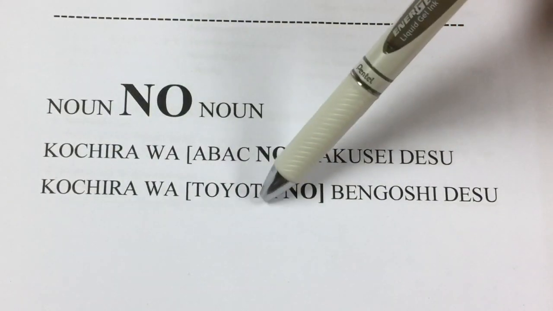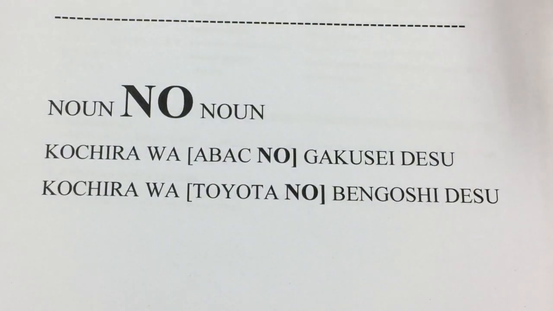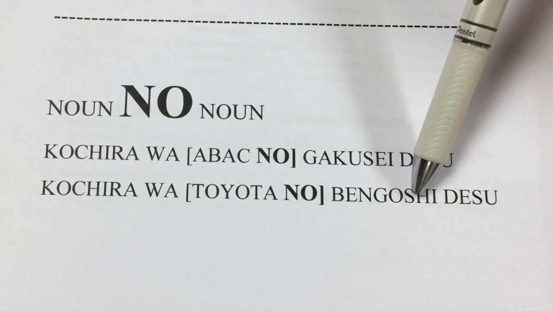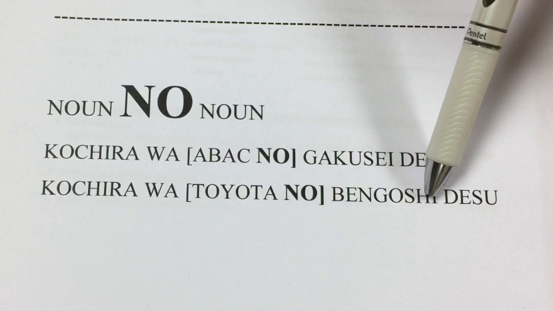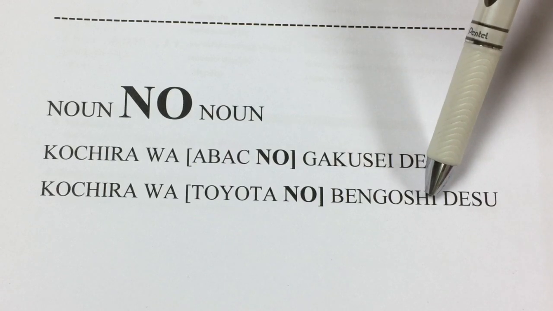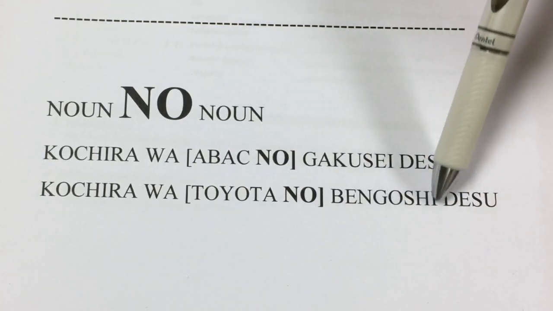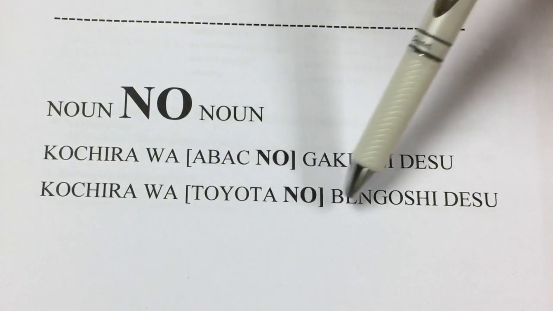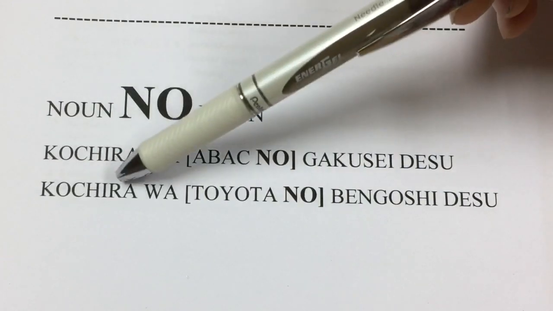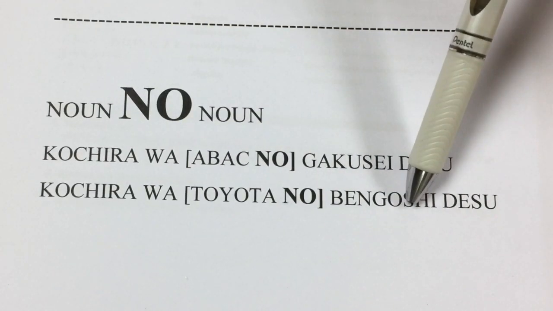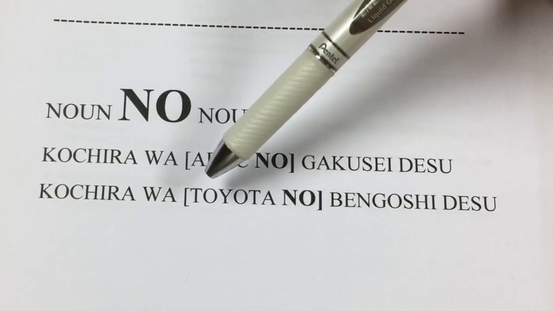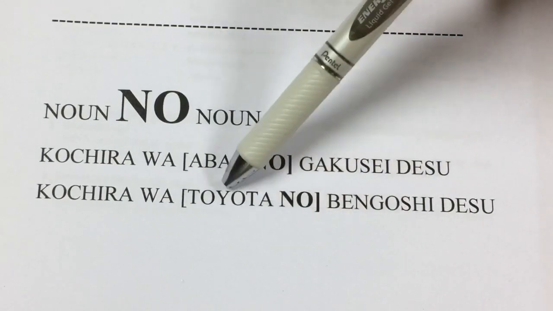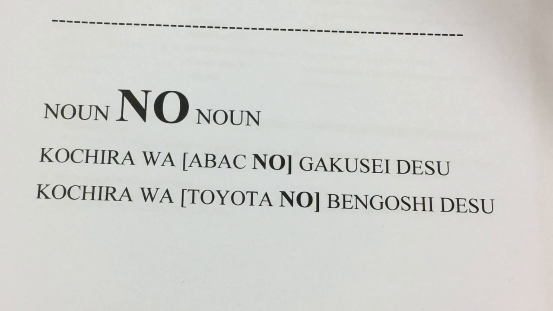Let's see another example. こちらはトヨタの弁護士です。If we just say こちらは弁護士です。This is a lawyer. This is already a complete sentence, but we want to give more definition to the lawyer. We say こちらはトヨタの弁護士です。This is a lawyer from Toyota. This is a lawyer working at Toyota. It has that kind of meaning.